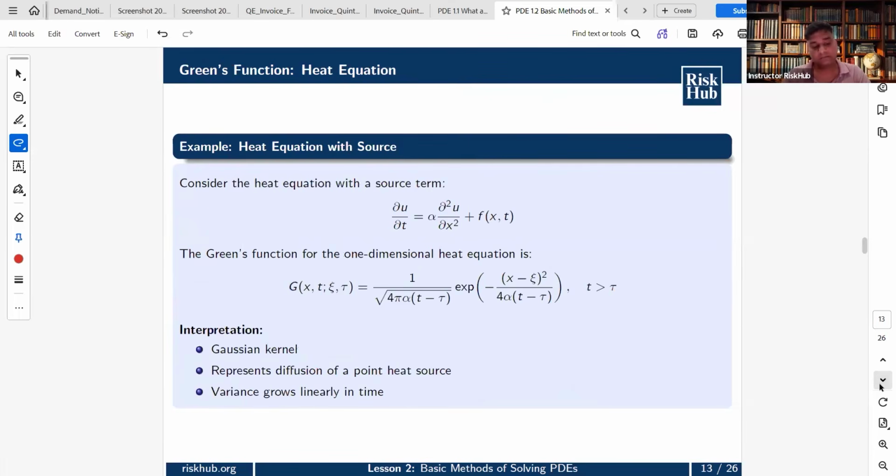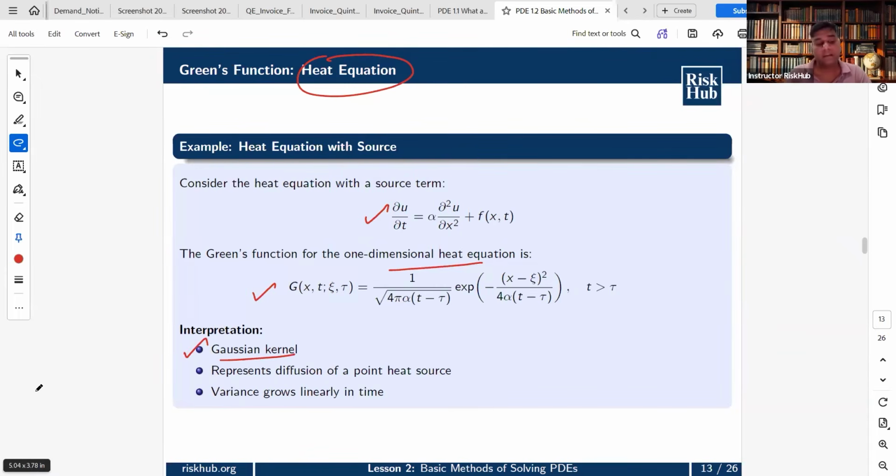Then we get into slide number 13. We are looking at the heat equation. The heat equation with the source is given by this equation. The Green function for the one-dimensional heat equation is given by this function. So G of x, t, z, tau equals 1 over the square root of 4 pi alpha times t minus tau, multiplied by the exponential of minus x minus z squared divided by 4 alpha times t minus tau. This is a Gaussian kernel.